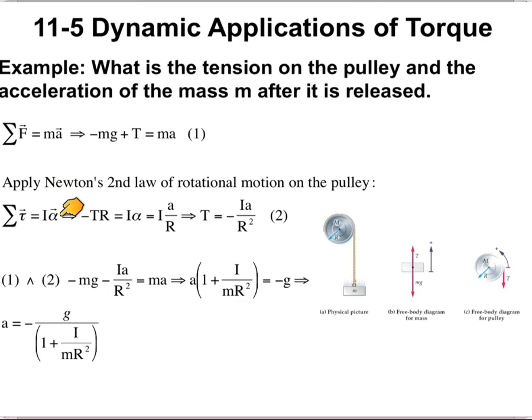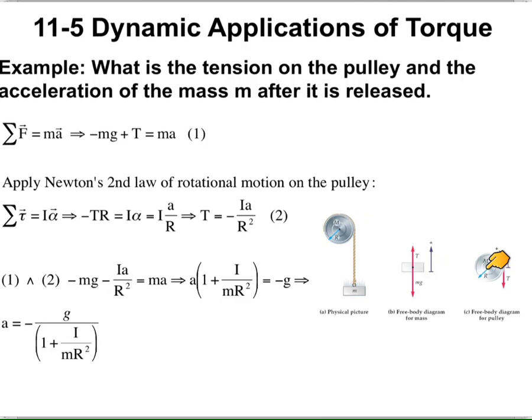The second equation concerns the rotational motion of the pulley. Newton's second law for rotational motion, as you know from the previous lecture, just like Newton's second law for linear motion, is that torque is equal to the moment of inertia times alpha. Torque plays the role of force, the moment of inertia plays the role of mass, and alpha plays the role of linear acceleration. So what is the torque?